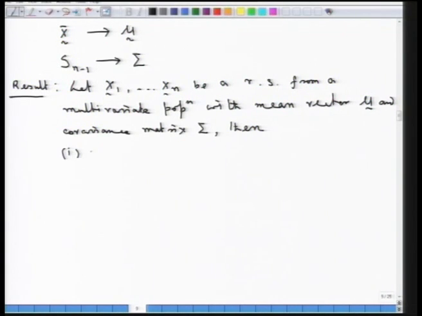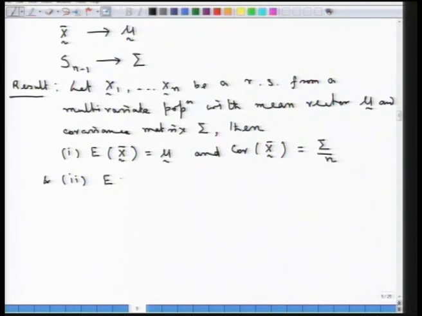Number 1, the expectation of this x bar vector is going to be equal to the mean vector mu, and the covariance matrix of this x bar vector is going to be sigma by n. Number 2, for the sample variance covariance matrix S n minus 1, the expectation of S n minus 1 is equal to sigma.